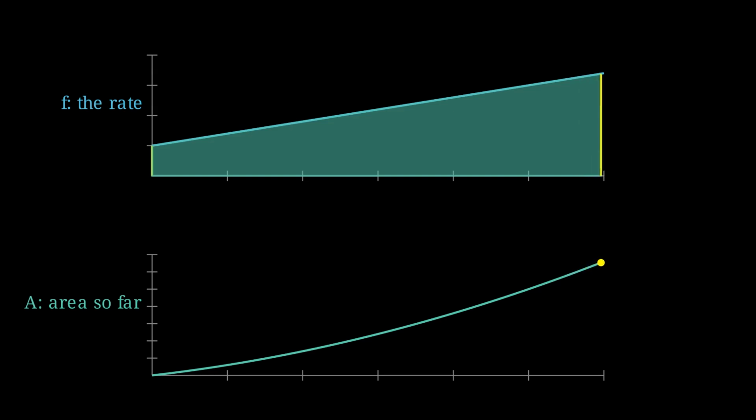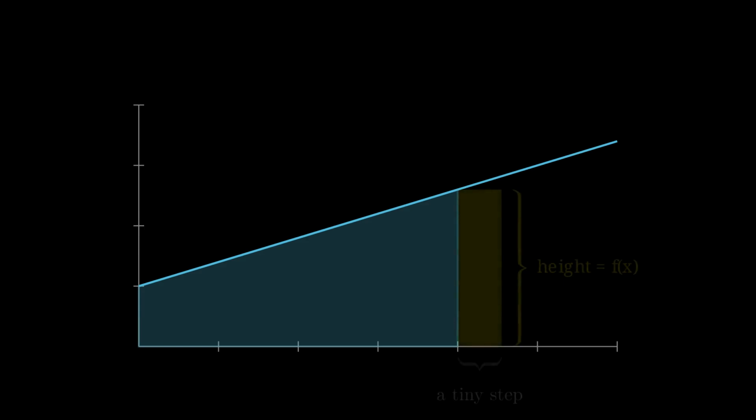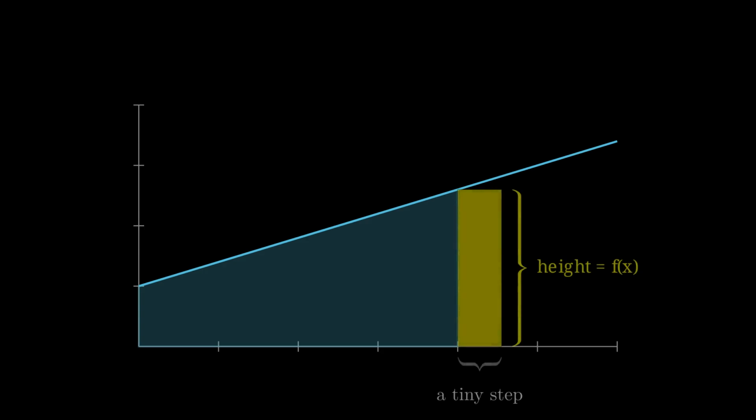How fast does that area function grow? Nudge the right edge forward by a tiny step. The area gains one thin strip. Its width is that tiny step, and its height is just the value of the curve right there. So the extra area is the height of the curve times the tiny step. Divide the extra area by the tiny step, and you get the height of the curve.